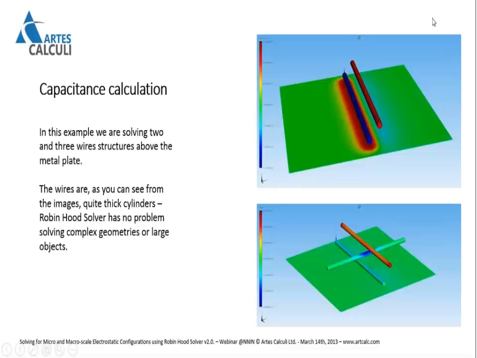Robinhood Solver is also great for capacitance calculation. In this example, we are solving 2 and 3 wires above the metal plate. As you can see from the images, the wires are quite thick cylinders. Robinhood Solver really has no problem solving complex geometries on large objects, or even models which contain a combination of very large and very small objects.